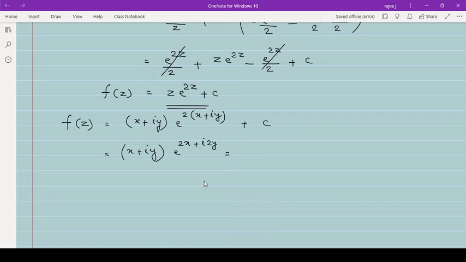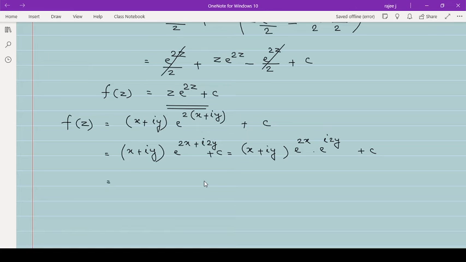So this is equal to x plus iy into, now this is a raised to m plus n is a raised to m into a raised to n, okay, plus c.